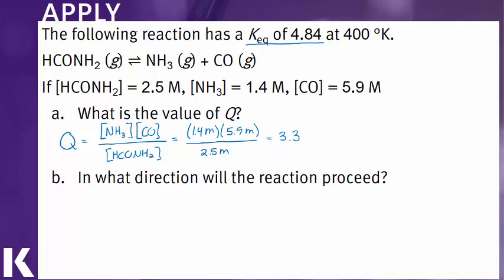So to determine how this reaction will proceed, we need to compare our Q value to our Keq value. So here, 3.3, our Q, is less than our Keq of 4.84. So this means that our reaction will proceed forward to make more product. So now you should feel more comfortable comparing Q to Keq to determine how a reaction will proceed.